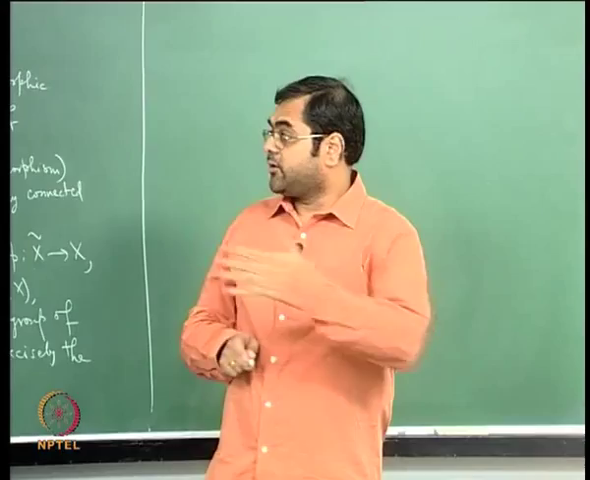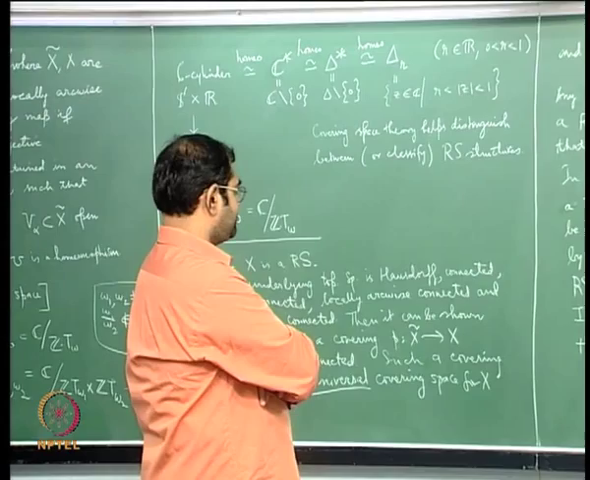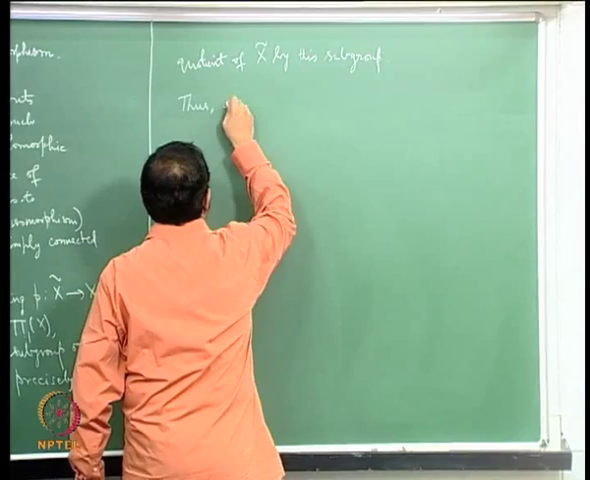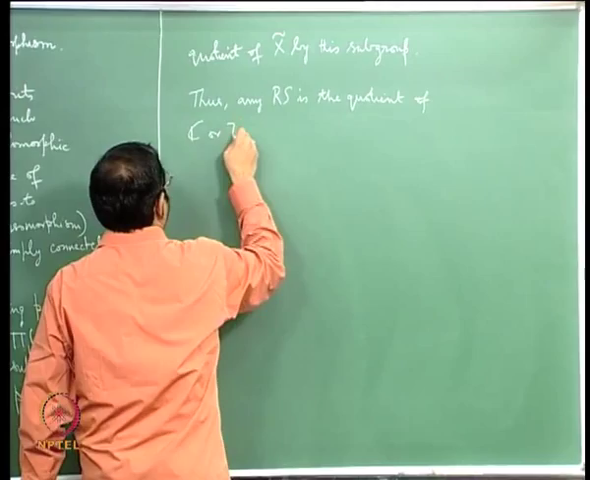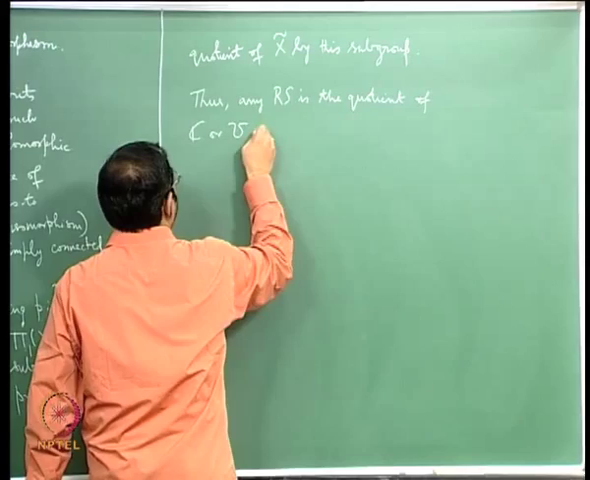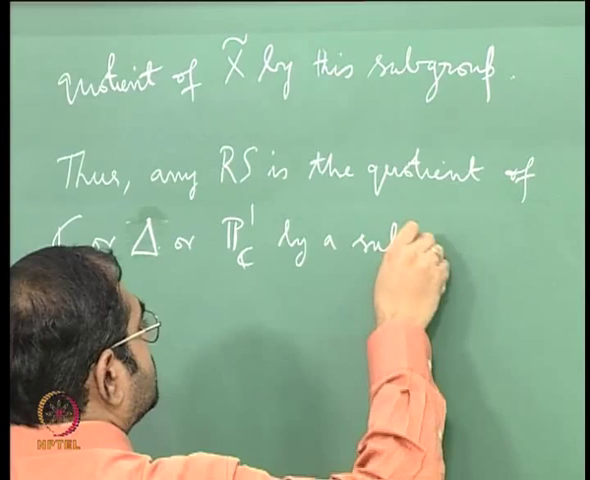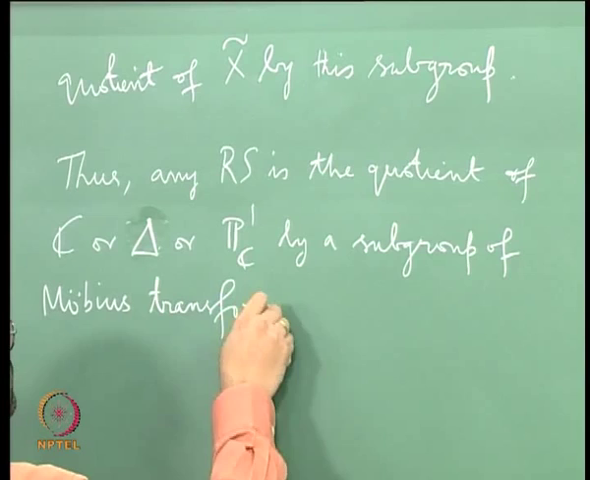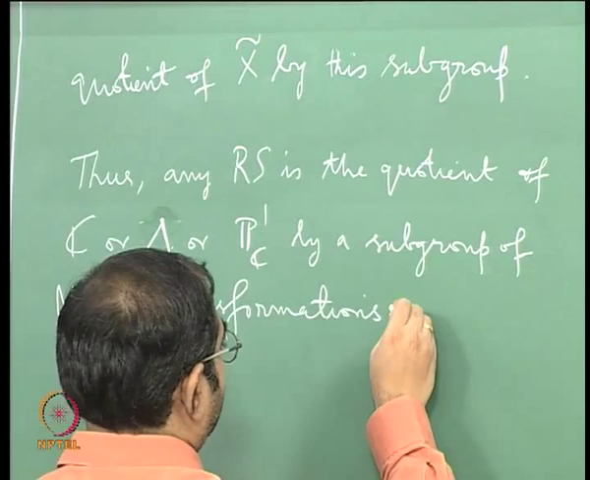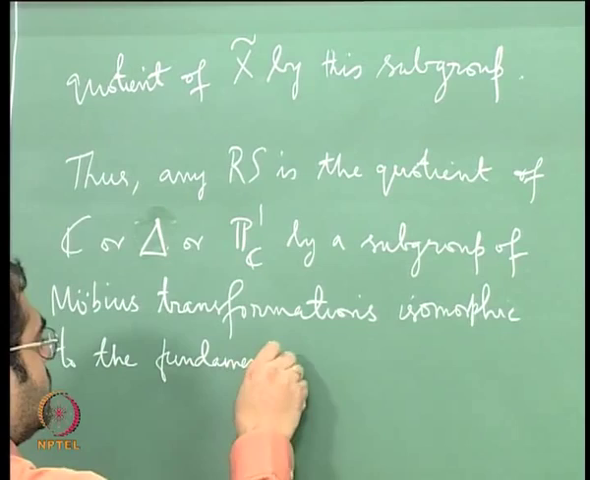Okay, so let me write that. Just let me look at it for a moment. So thus, any Riemann surface is the quotient of C or U or C or delta, let me use delta, or P1 by a subgroup of Moebius transformations, subgroup of Moebius transformations, isomorphic to the fundamental group of the given Riemann surface.